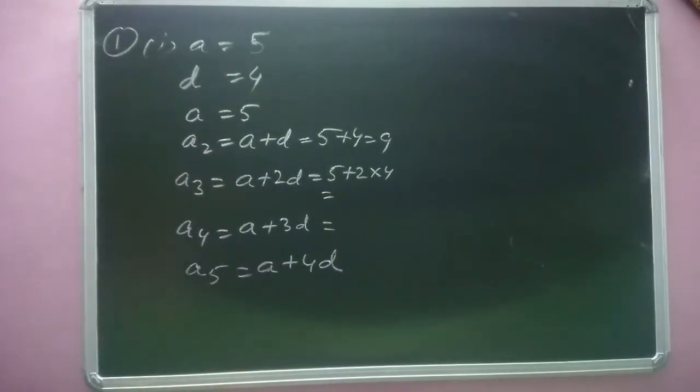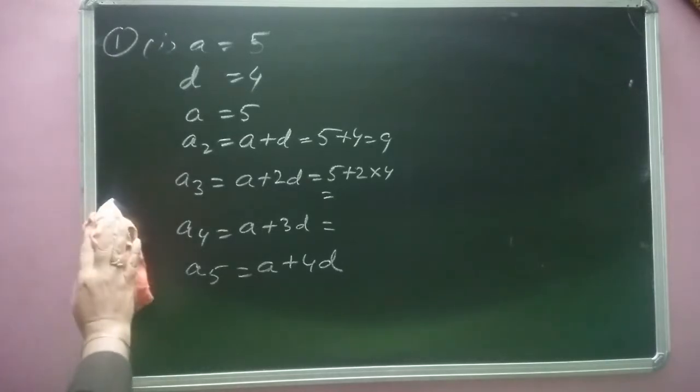So in this question, we are directly using the concept that if the first term is A, the second term is A plus D, third is A plus 2D, fourth is A plus 3D, fifth is A plus 4D and so on. And we are calculating it. Here we had to calculate the first 5 terms. So we have done like this.